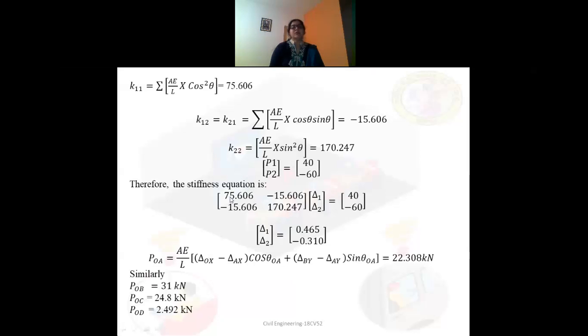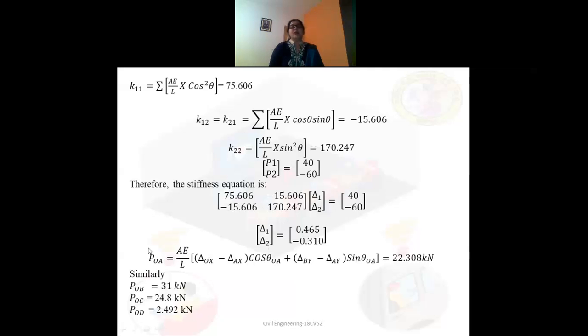So K11 value is 75.606, K21 value is minus 15.606, K12 value is minus 15.606, K22 value is 170.247. So when you solve this for delta 1 and delta 2, PL will not come into the picture, the restrained structure will not come into the picture, it is only the direct force P, that's all, the final force is P.